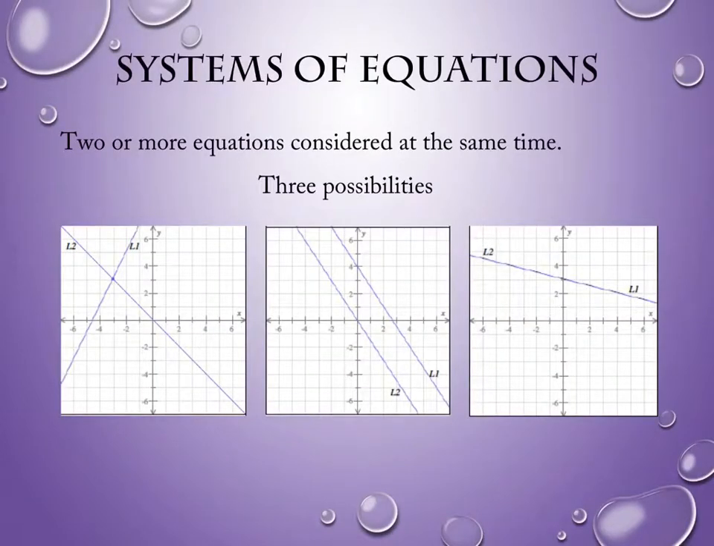So first of all, let me talk about what I mean by a system of equations. A system of equations is two or more equations considered at the same time. We are going to be focusing on two equations, two variables. But technically, if you had three equations, it would also be a system, right? There are three possibilities when you consider two equations at the same time.